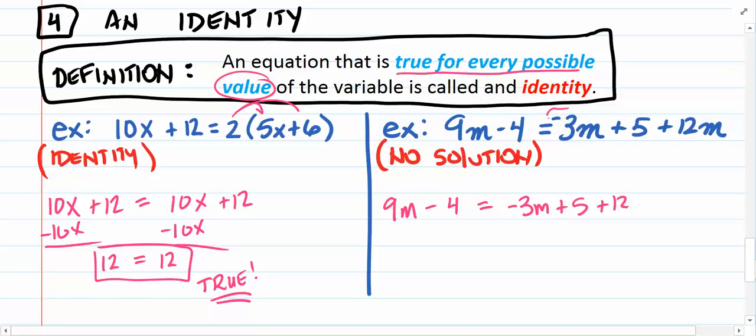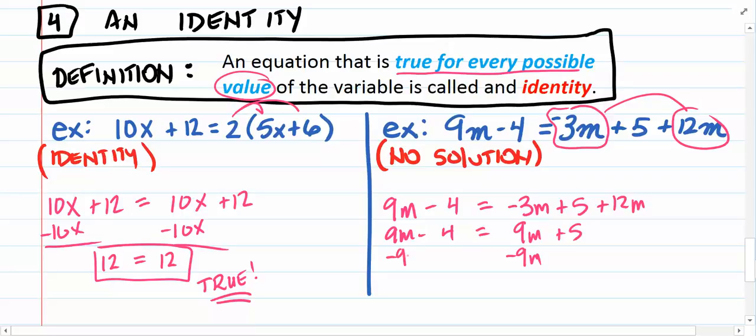So now let's combine like terms. Remember, that's a negative 3m. So here we go, 12 take away 3. So I've got 9m minus 4 is now worth, so 12m take away 3m is worth 9m, and then I have plus 5. So I have an equivalent statement here, so I'm going to subtract 9m from both sides, and I see that negative 4 is now equal to 5.